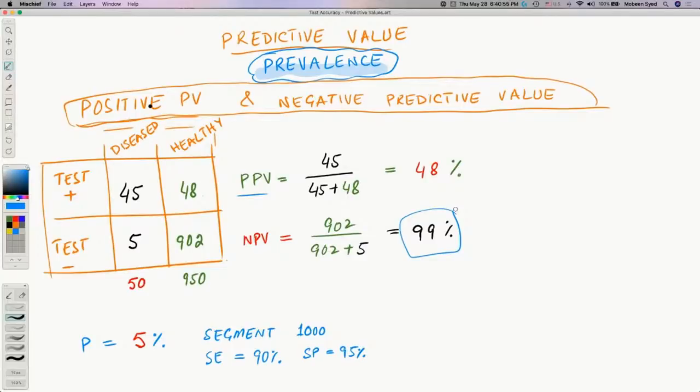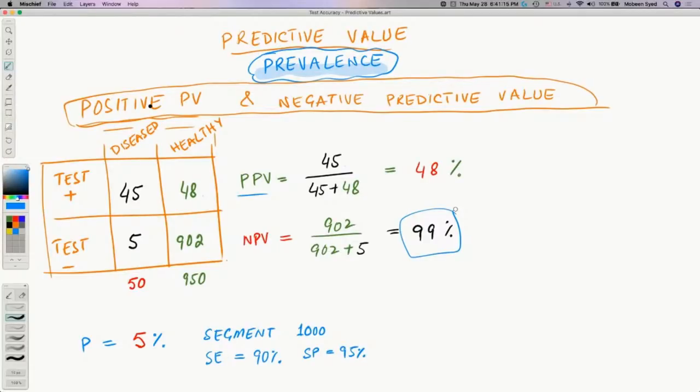So nowadays, when you look at COVID-19 tests, because prevalence is low, when the test comes back and says you do not have it, that would have a higher likelihood compared to when a test comes back and says you have it, which may have a lower likelihood.